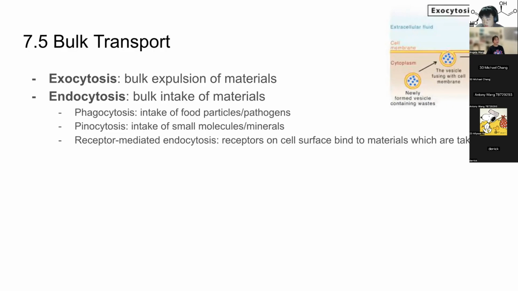For example, phagocytosis is the intake of food particles and pathogens. The cell membrane forms a pocket, wraps itself around the food particle that it wants to take in, and then forms a vesicle. Pinocytosis is the intake of really small molecules or minerals, which is like cell drinking, and phagocytosis is like cell eating. Then receptor-mediated endocytosis is where receptors on the cell surface bind to materials which are taken in specifically for that. Okay, I am done with my lecture.